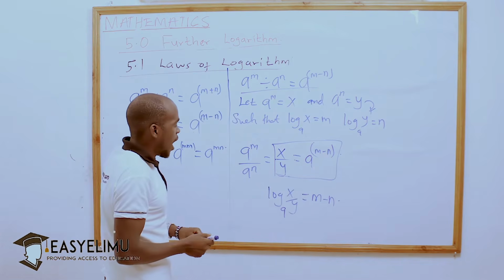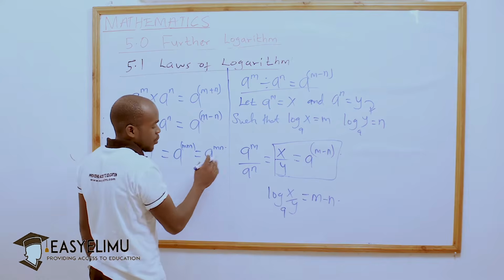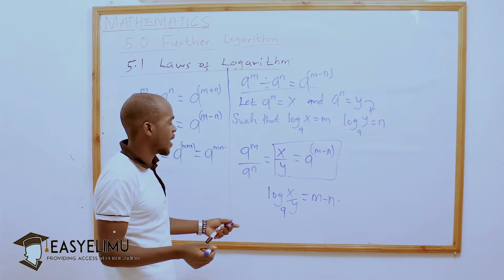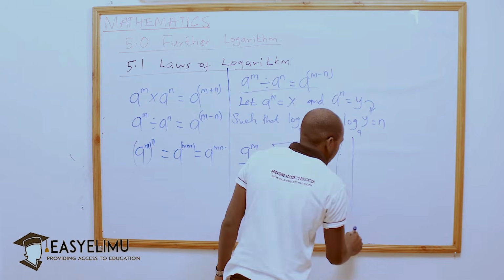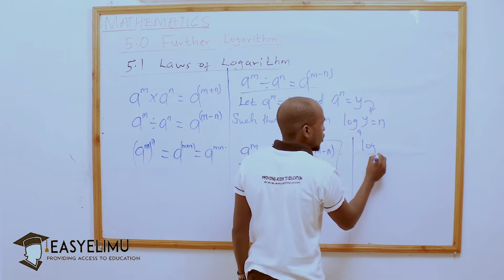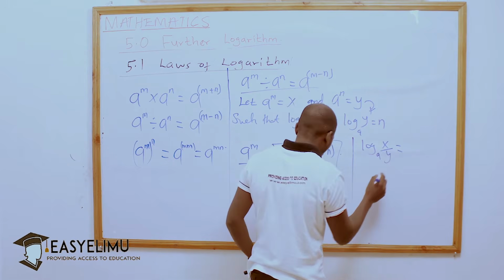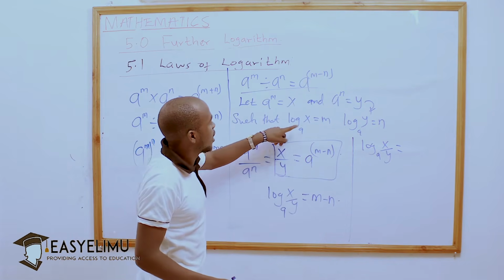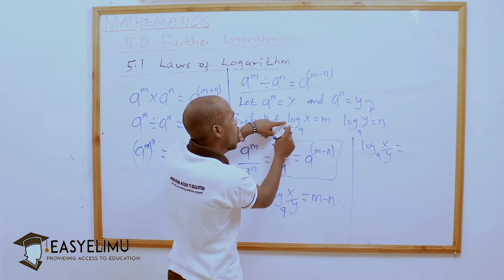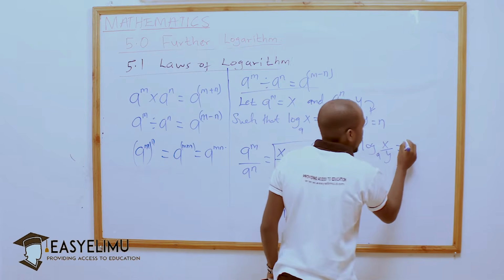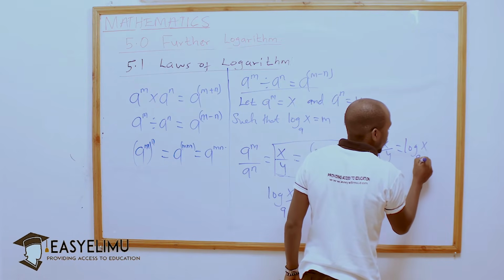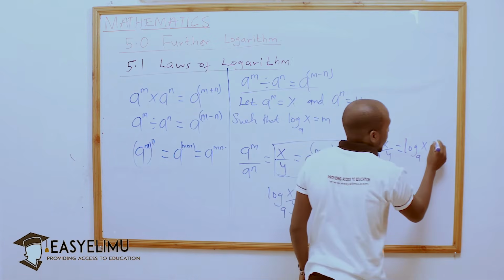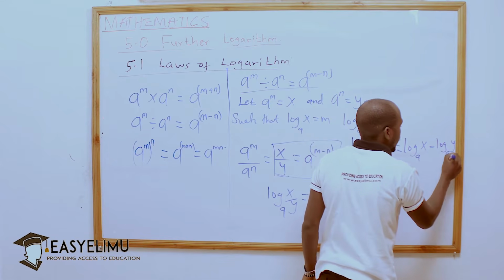So we have found that one, and this one here is still the same as what we have behind. So we can say that if we have that one, we can replace and say that we have found that the log to the base of a of x over y is equal to m minus n. But remember, m here, we have said that m is equal to log of x to the base of a. So it will be log of x to the base of a minus, as shall remain, n is log of y to the base of a.